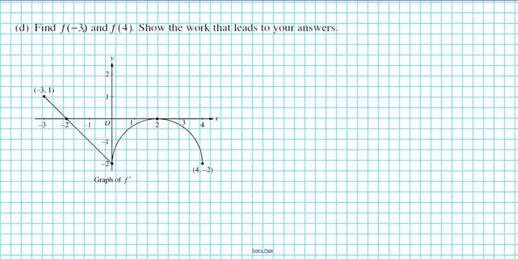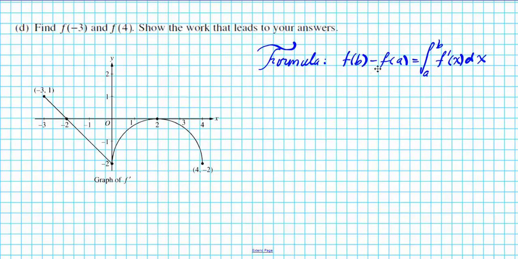That says, find f of -3 and f of 4. Show the work that leads to your answers. All right, so let's take a look at the formulas that will guide our problem solving process for this problem. Actually, it's just a formula. First one is the fundamental theorem of calculus, part 1. f of b minus f of a is the integral from a to b of, careful here, f prime of x dx, not f. So you find the antiderivative of f prime, that's f. You evaluate it at the top minus the bottom.